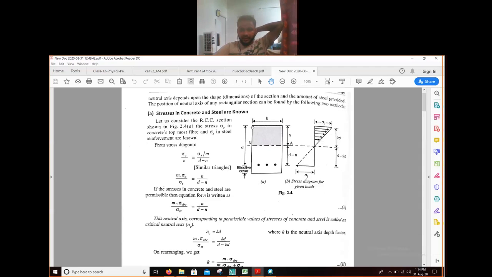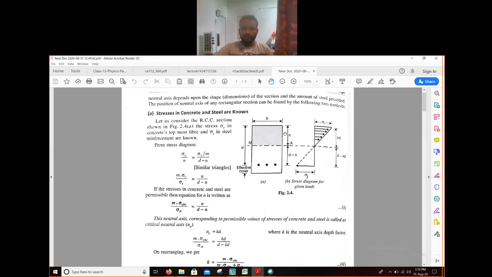As you can see in figure 2.4, a singly reinforced beam is given. The width of the beam is given as B, and in the last class I told you what this small d is. This small d is known as effective depth. This length is known as effective cover. These three dots indicate the reinforcement present in the beam. This small n is the depth of the neutral axis.